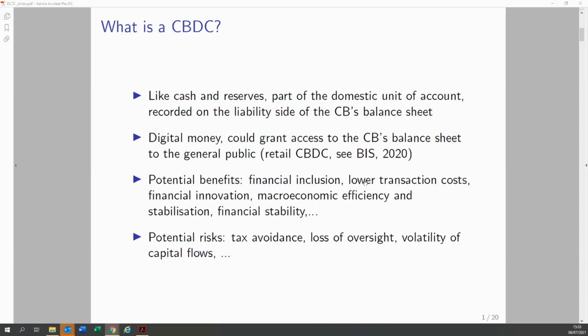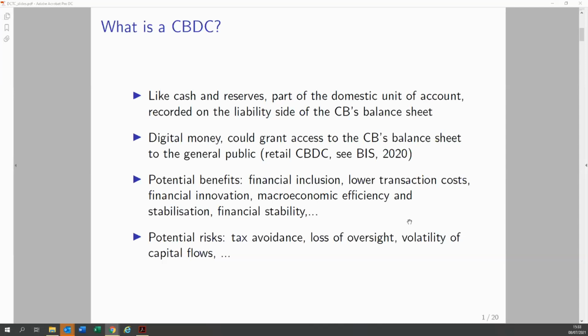When we think about CBDCs, of course, we think of many potential benefits, which include financial inclusion, a lowering of transaction costs, fostering further innovation, some macroeconomic efficiency gains, and even stabilization gains because you gain another policy instrument. The same is true for financial stability. But of course, with that can come potential risks such as tax avoidance. Central banks worry about potential loss of oversight, especially if the CBDC is also traded outside of their jurisdiction. There's concern about potential volatility of capital flows, of the exchange rate, etc. So that's really just to set the scene.